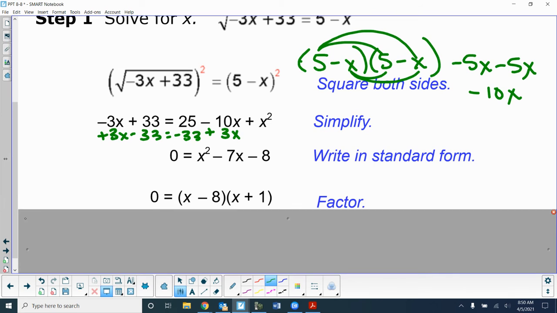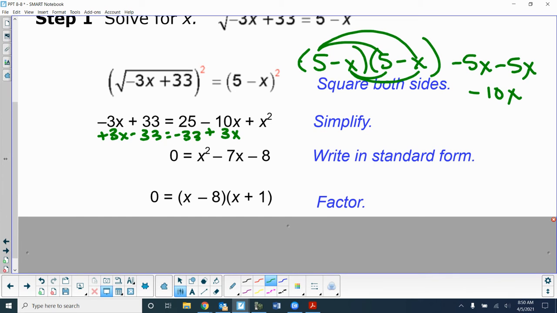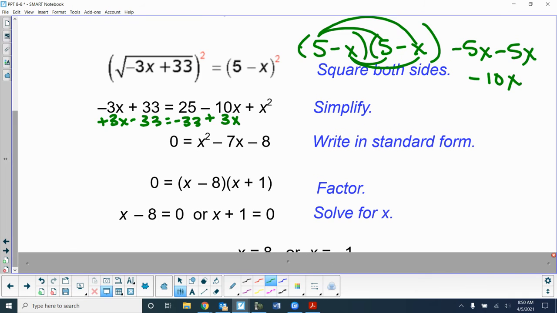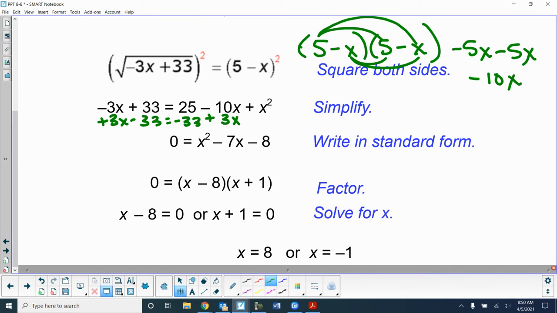And then when you factor it, negative 8 times a positive 1 is negative 8, and negative 8 plus positive 1 is negative 7. So what are my two answers? What makes this 0? 8 and negative 1, right? Right, Colli? So you set them both equal to 0 and you get 8 or negative 1. Then we got to do what? We're supposed to be checking these.